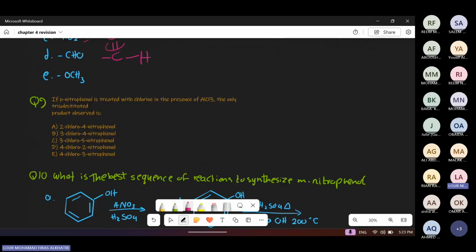Okay, next question. If p-nitrophenol is treated with chlorine in the presence of this beautiful guy, the only tri-substituted product observed will be which?